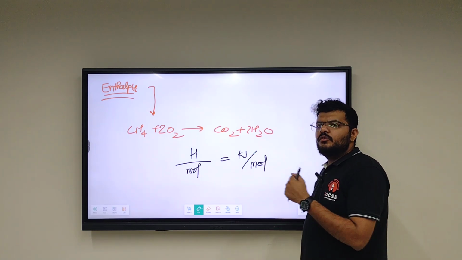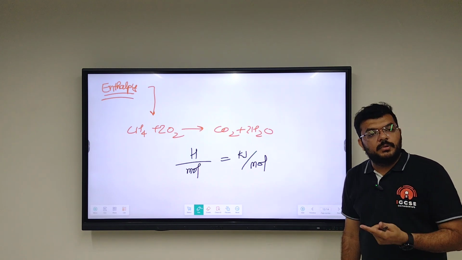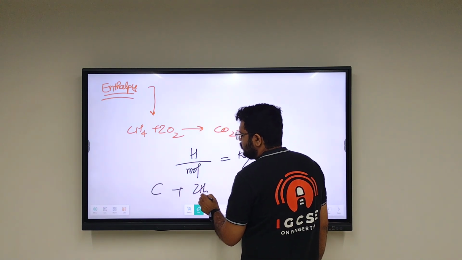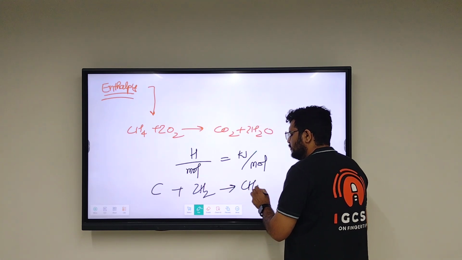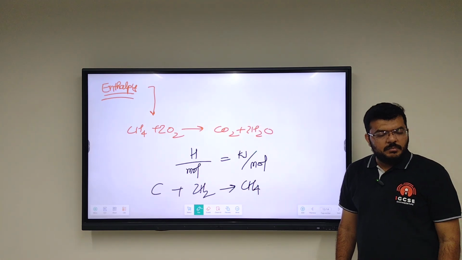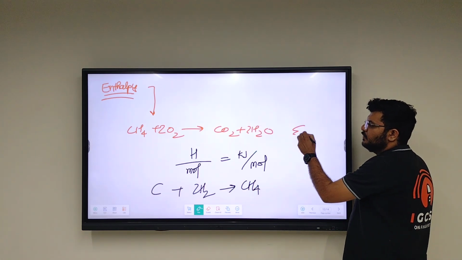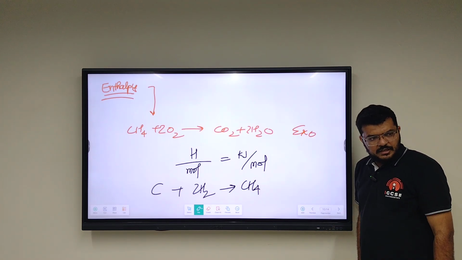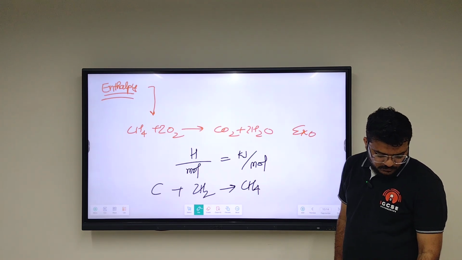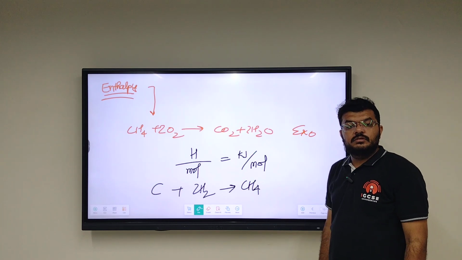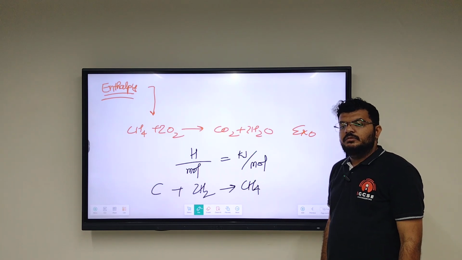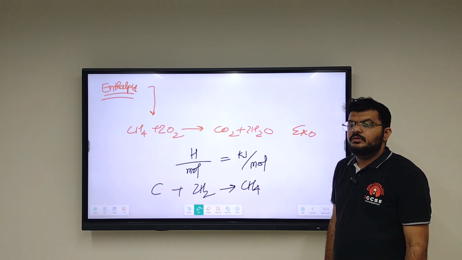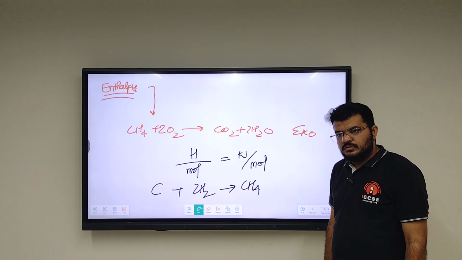There can be an enthalpy of formation of compounds. There will be an enthalpy of C plus 2H2 gives CH4. Some processes will be exothermic, some will be endothermic. Formation is usually exothermic. What if there is only bond enthalpy present, like only C-H and O2?